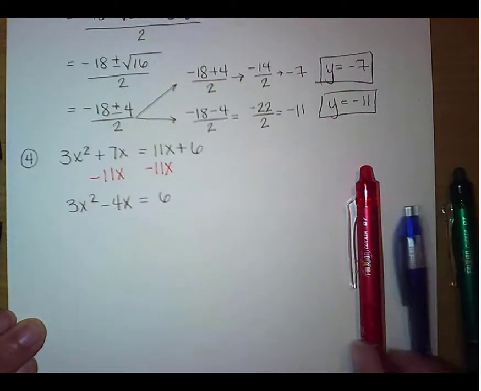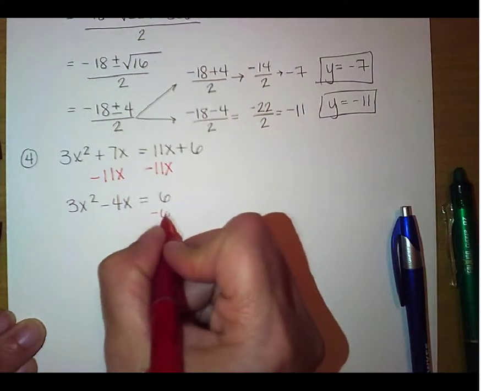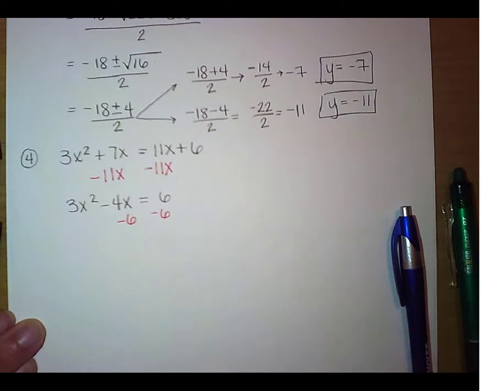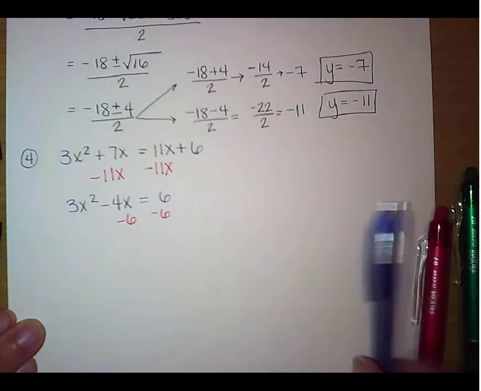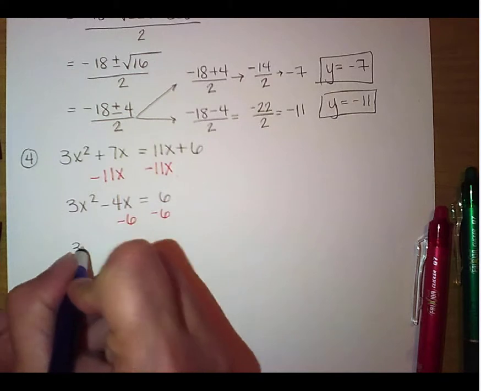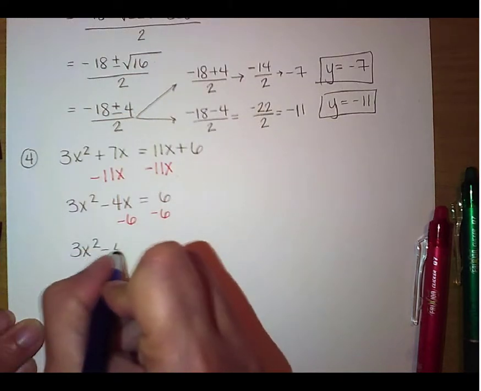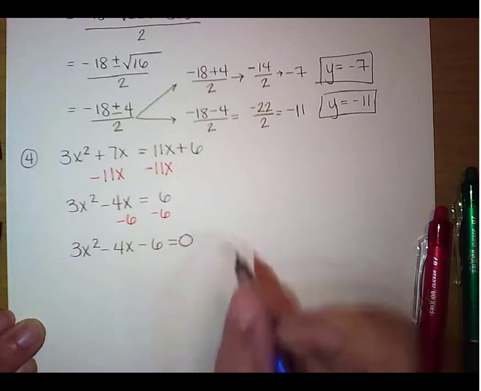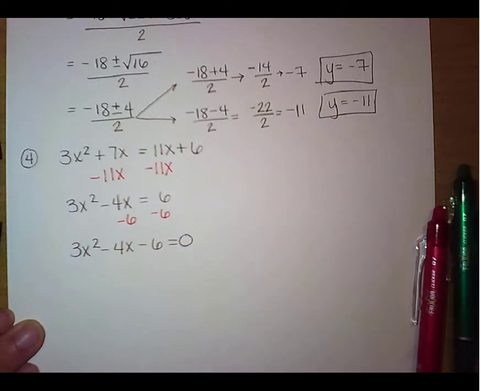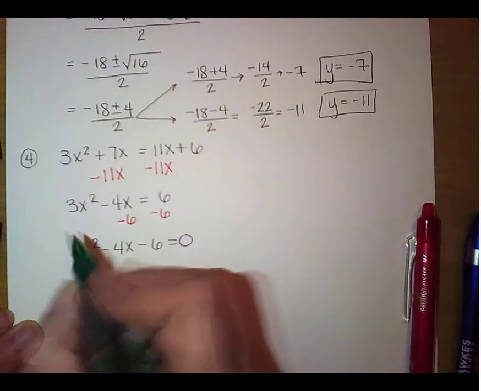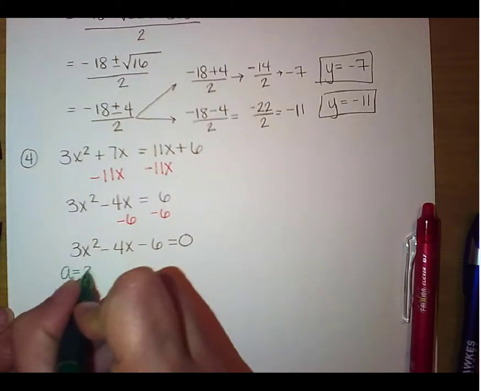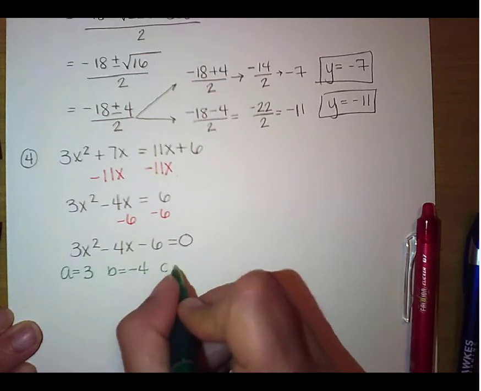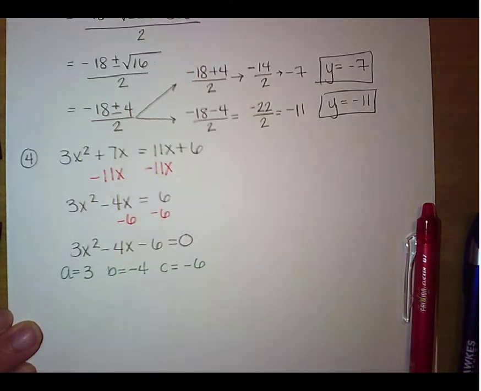Now we need to move that 6 over, so we're going to subtract 6 from both sides. By the way, I'm doing this in two separate steps. If you'd like to do it in one, that is perfectly fine. So we're going to have 3x squared minus 4x minus 6 equal to 0. So now that we're equal to 0, we can use our quadratic formula, picking out our a, which is a positive 3, our b, which is a negative 4, and our c, which is a negative 6.